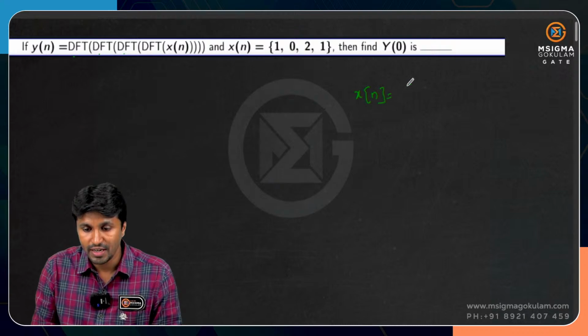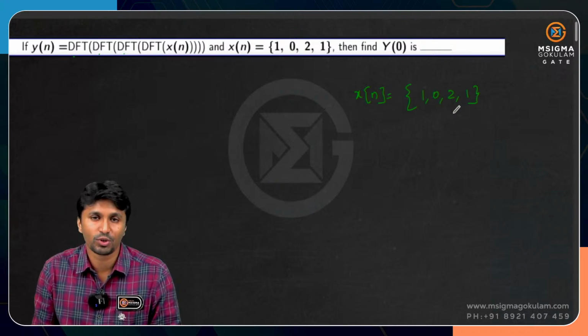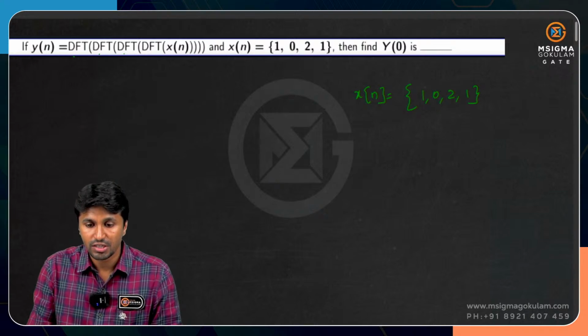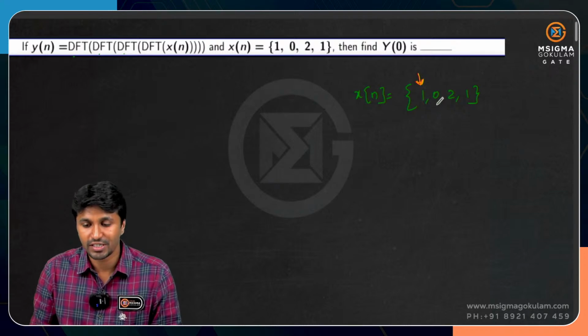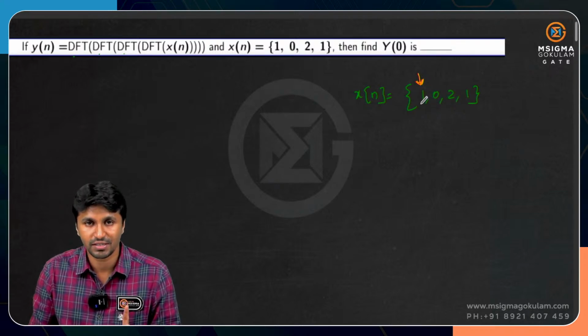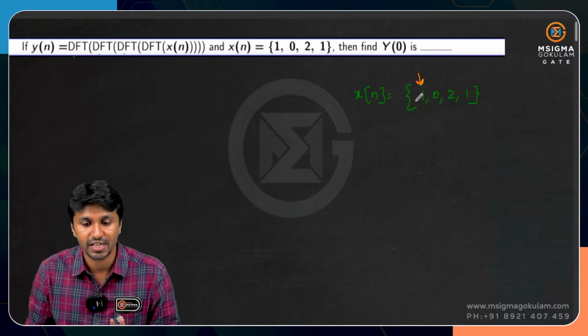X of n is equal to 1 comma 0 comma 2 comma 1. I am not sure about the sequence, okay. So look at this one, 1 comma 0 comma. We are in need of only the first sample. The other three samples we are not very sure. The first sample is sure, okay. So the value of the first sample is 1, right?